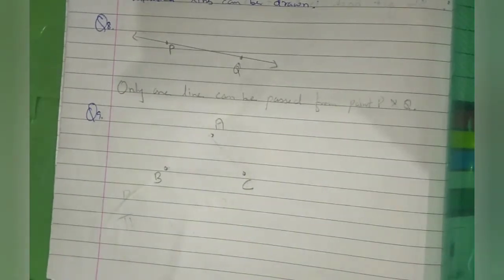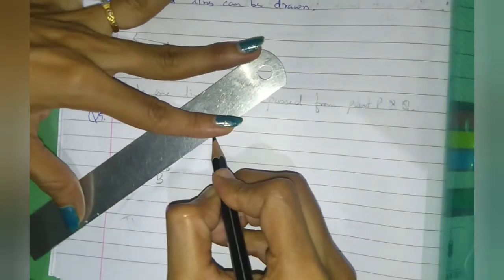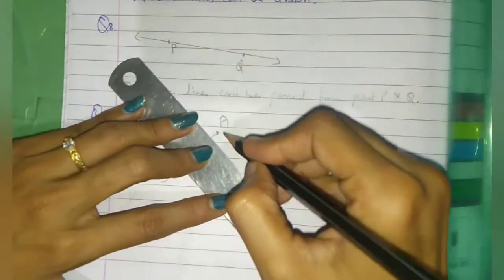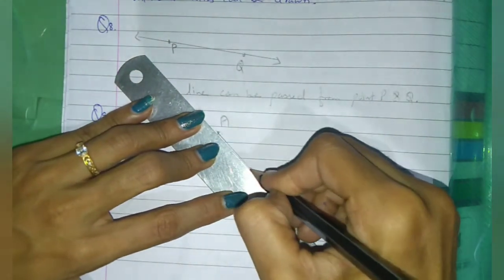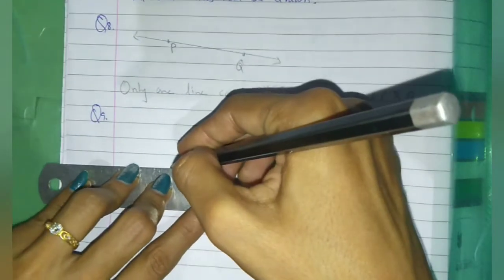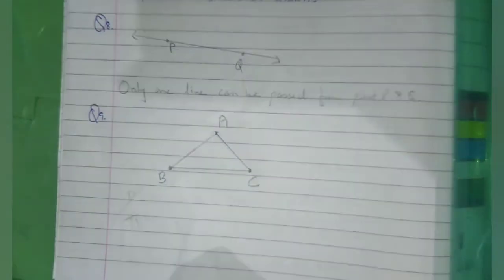Okay, and then we have to join it. Draw lines through 3 points, taking 2 at a time. So taking only 2 at a time. First I am taking AC and BC. Okay, so these 3 I have taken.